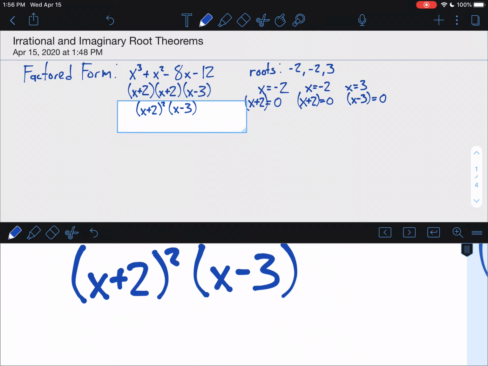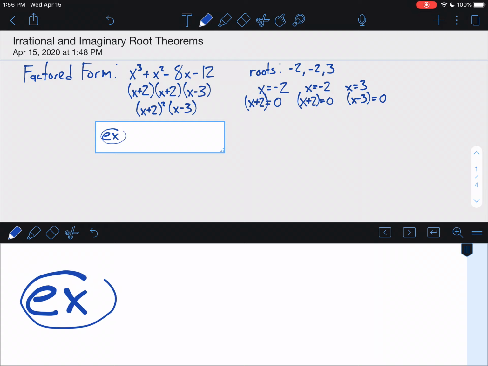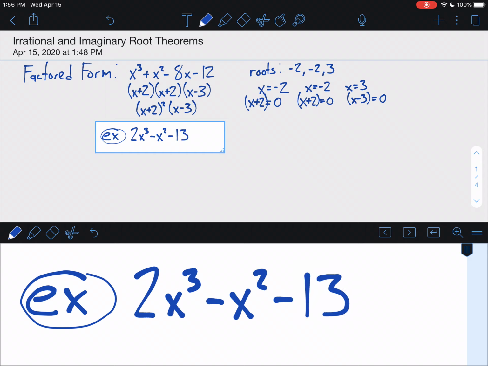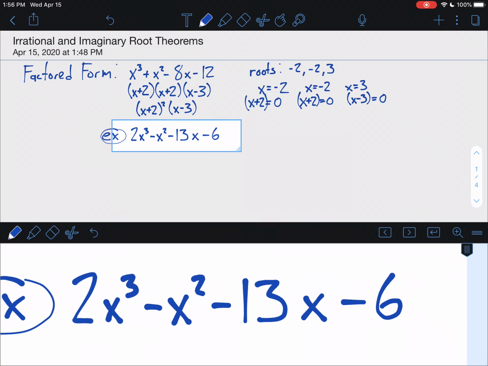So what we're going to do now is, the other case I want to show you is if there are fraction roots. So let me find another one from the packet. So here is the other example I'll do, number 4 in the packet. It was 2x to the third minus x squared minus 13x minus 6. And we were finding the zeros of that and whatnot.